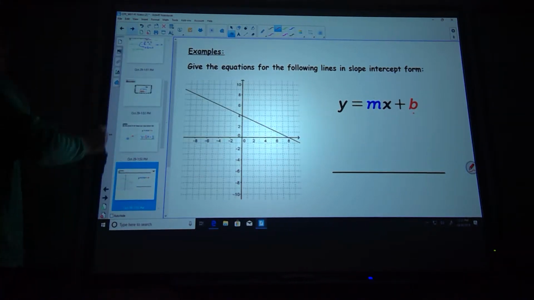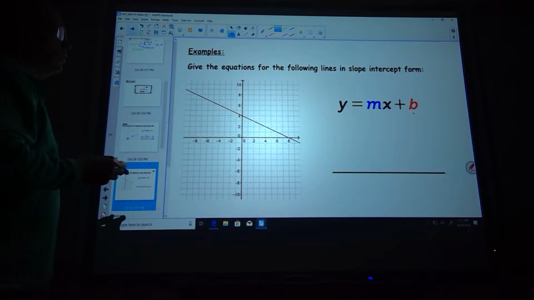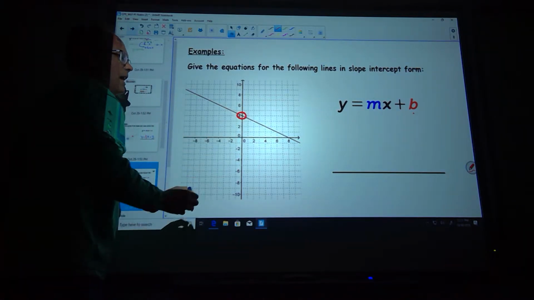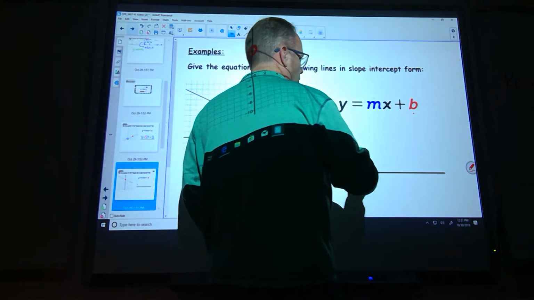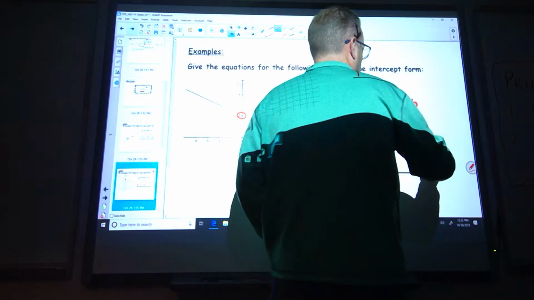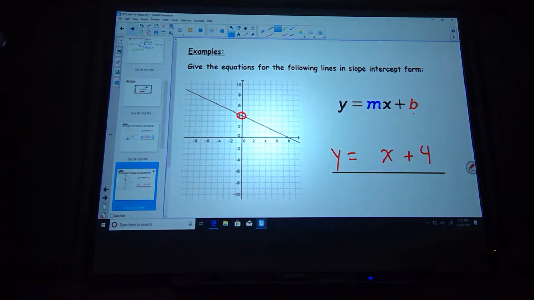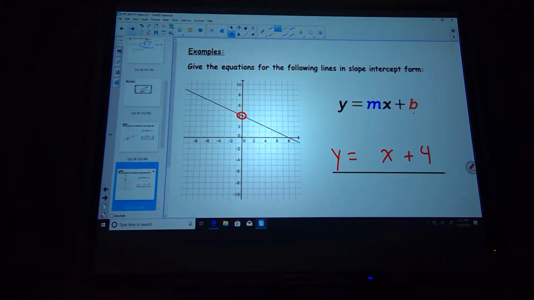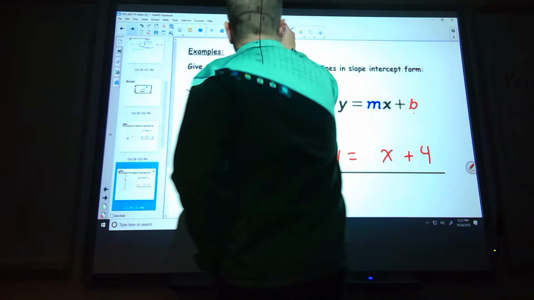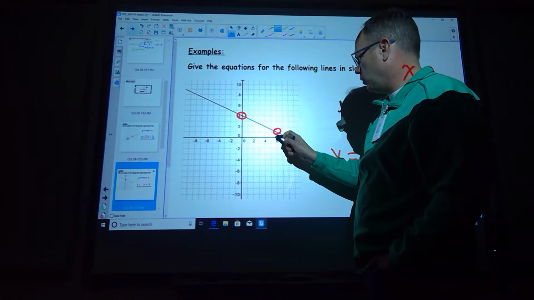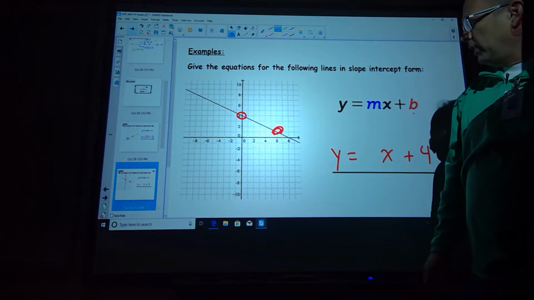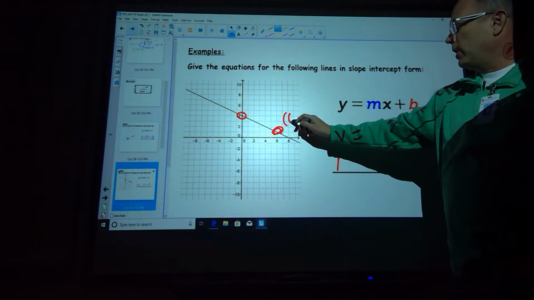So I'm looking for where it is exactly crossing. Right here it exactly crosses the y-axis. So I'm going to have y equals blank x plus 4. Is that okay so far? So what does another point look to be? 6. Is that right there? Yeah, I think you're right. Y'all think that's okay? So that's 6, 1, right?